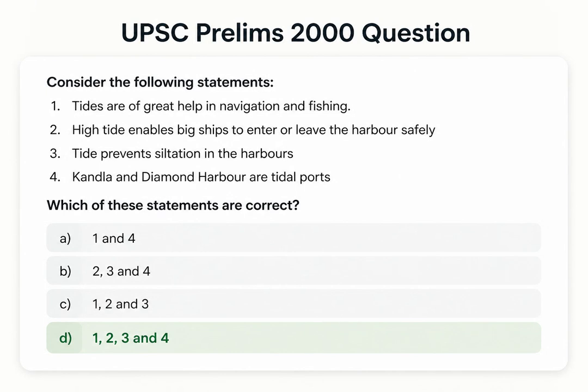Let's apply what we've just covered to a past EPSC prelims question. It asks us to evaluate 4 statements about tides. Statement 1 is correct. We know tides aid navigation and fishing. Statement 2 is also correct, as high tides raise water levels for large ships.